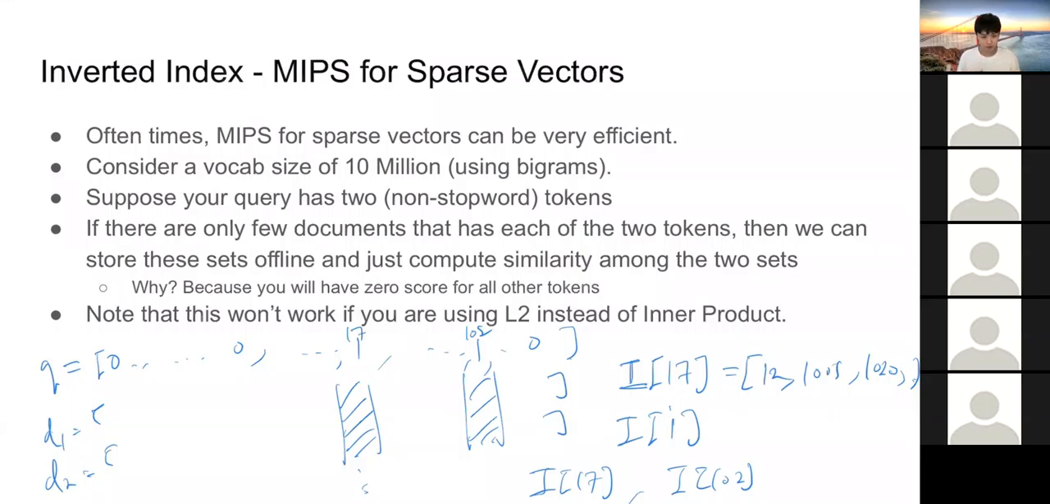But what's the really important condition for this to work? The documents have to be spread out, and also the vectors have to be sparse enough. Of course, the query will be really sparse because queries are usually short, but documents may not be short. They might be really long, so they may have like 10,000, 100,000 words. So in many cases, you might have a very long list of documents that corresponds to I of some dimension.